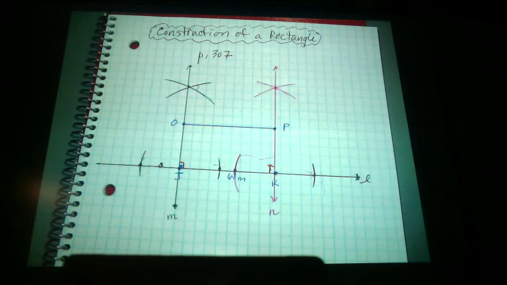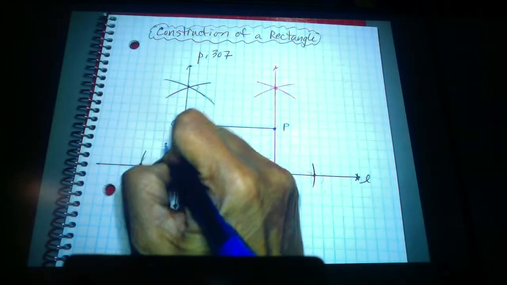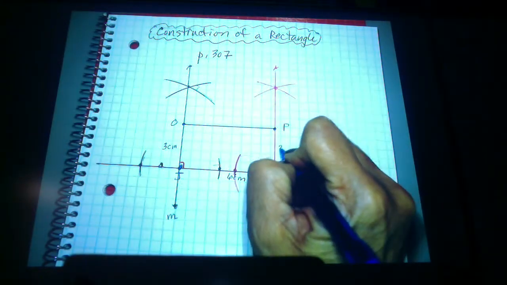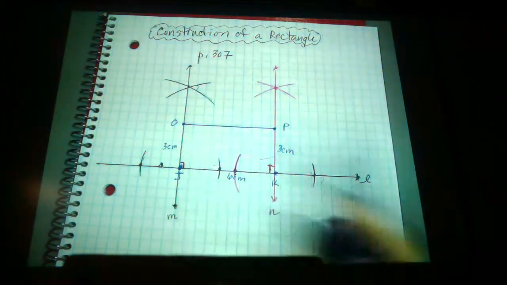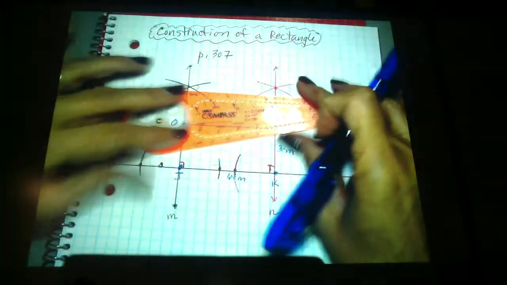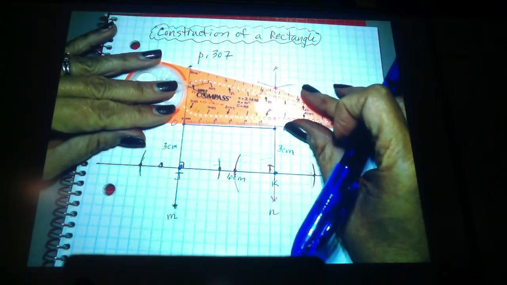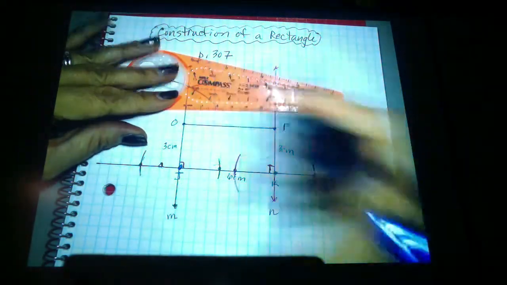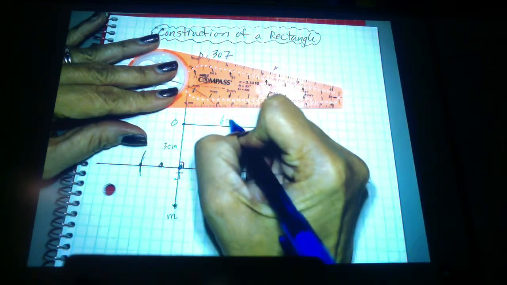So now all we have to do is measure OP, because remember this is 3 centimeters. This is 3 centimeters. And then we're going to measure, because if we did it correctly, if we measure from O to P, we should get 6 centimeters, shouldn't we? And don't we? 6 centimeters.